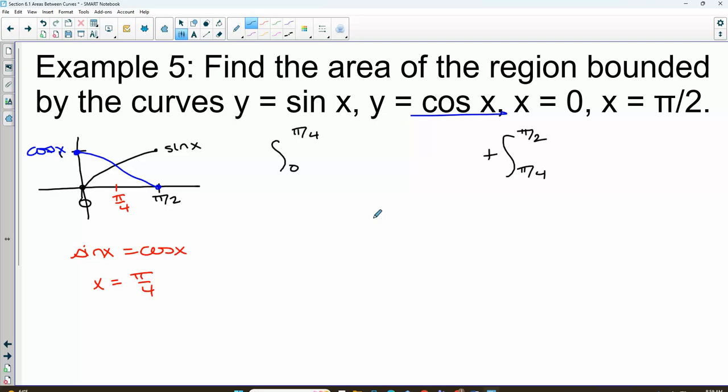From 0 to pi over 4, which one is on top? So I would do top minus bottom, cosine minus sine. From pi over 4 to pi over 2, which one is on top? Sine, so it would flip. Sine minus cosine.